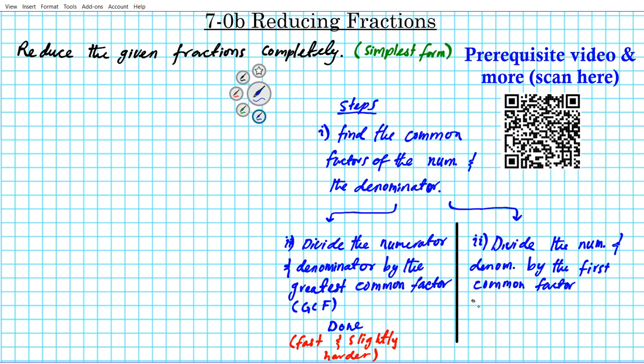So you divide the numerator and the denominator by the first common factor. And then after you do that, you repeat steps 1 and 2 again. Whenever you divide by the first common factor, you have to keep repeating the steps until you're done. You create another set of common factors for your equivalent fraction that has been reduced by that first common factor, and then divide, and you keep repeating. You repeat until there are no common factors.